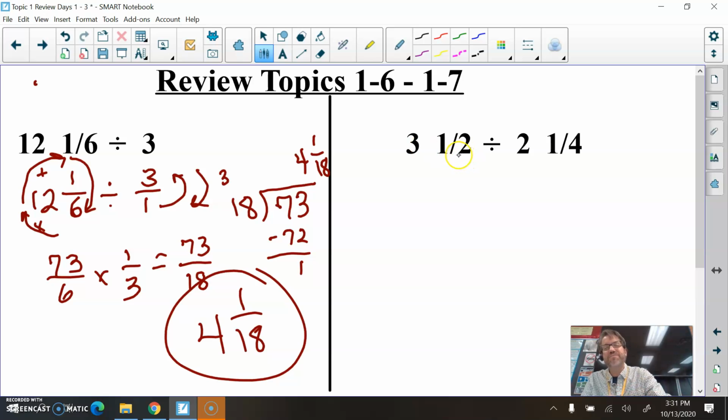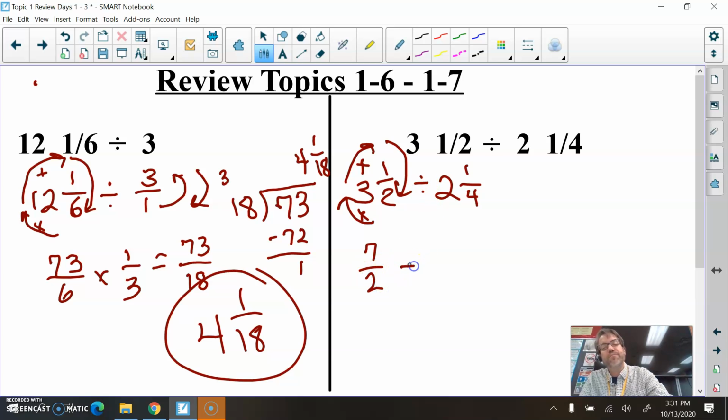3 and 1/2, see the space there, it's a mixed number, divided by 2 and 1/4. So I'm going to rewrite this. 3 and 1/2 divided by 2 and 1/4. Okay, now I have mixed numbers. They need to be changed into improper fractions. So let's go around the horn. 2 times 3 is 6, plus 1 is 7, and that goes over our denominator of 2.